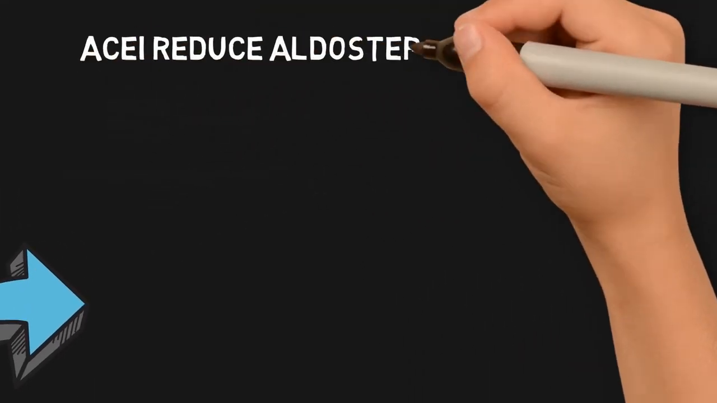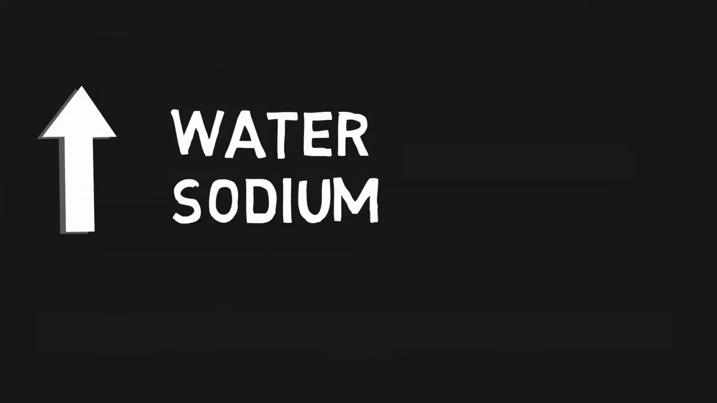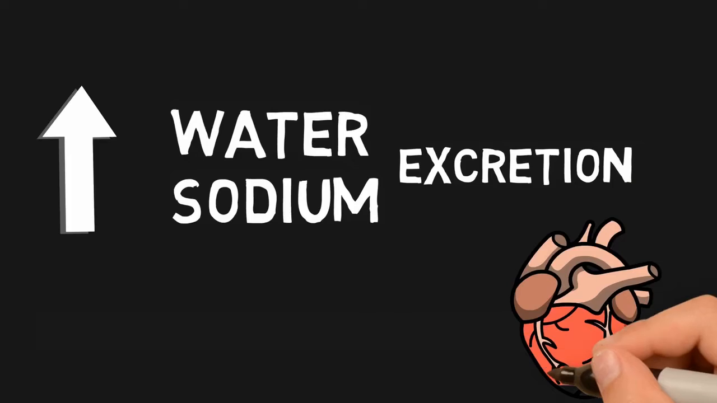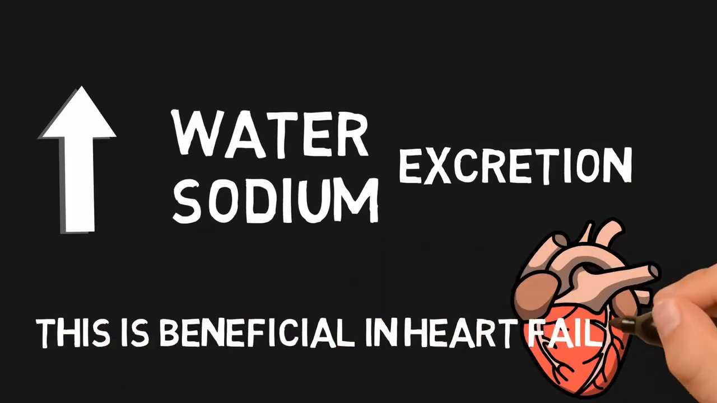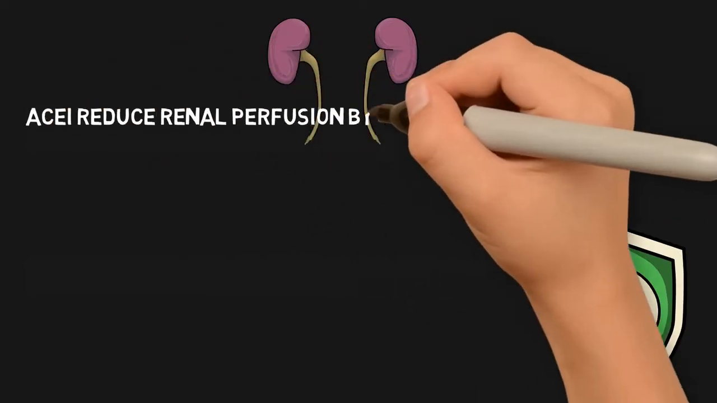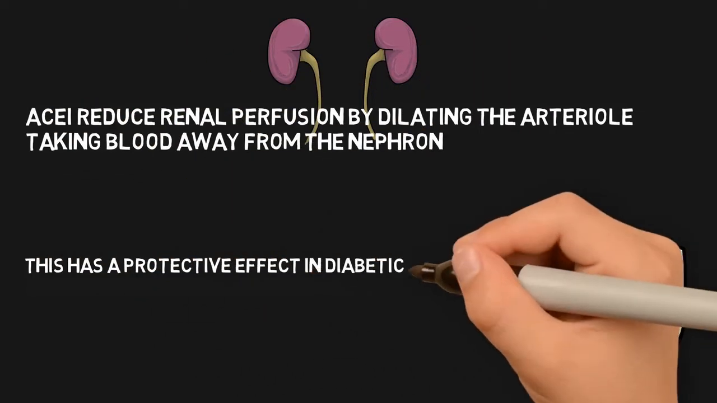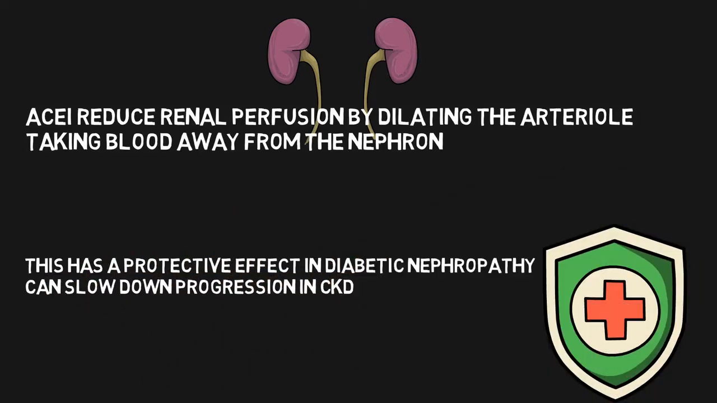Because ACE inhibitors also reduce the levels of aldosterone, this promotes water and sodium excretion from the body, which can be beneficial in heart failure. In heart failure, there's a lot of water retention, there's edema, so reducing that can be beneficial. These medicines reduce renal perfusion. This is by dilating the efferent arteriole, and this has a protective effect in diabetic nephropathy and can slow down the progression of chronic kidney disease.